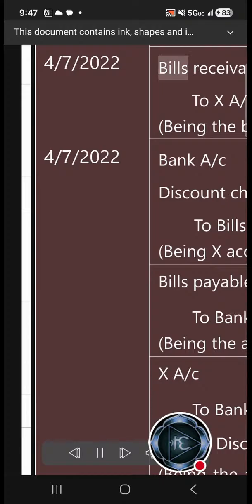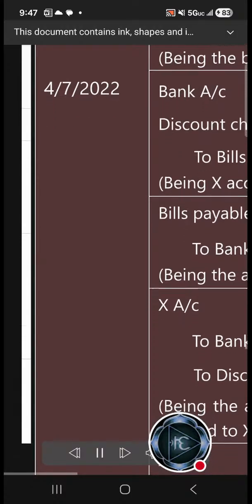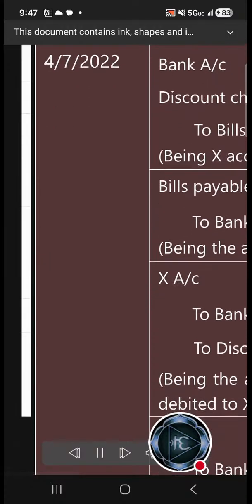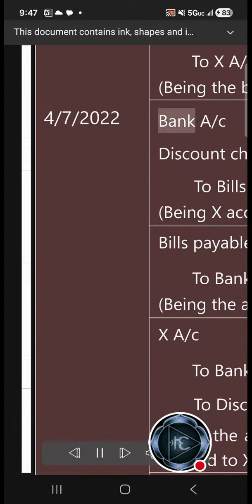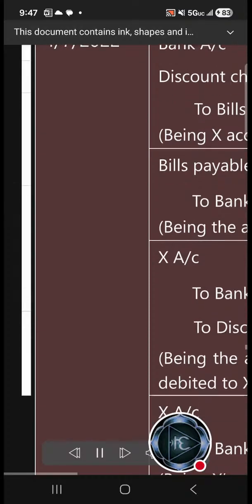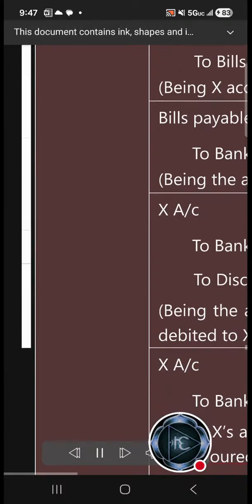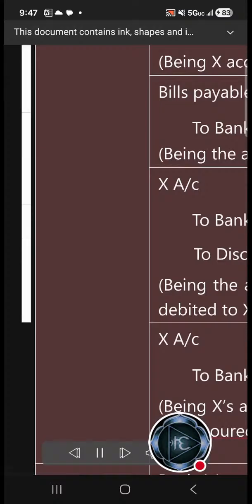Bills Receivable A/c Dr. 42,000. To X A/c 42,000. April 7th, 2022. Being the bills accepted by X. Bank A/c Dr. 40,110. Discount Charges A/c Dr. 1,890. To Bills Receivable A/c 42,000. Being X's acceptance discounted with bank.